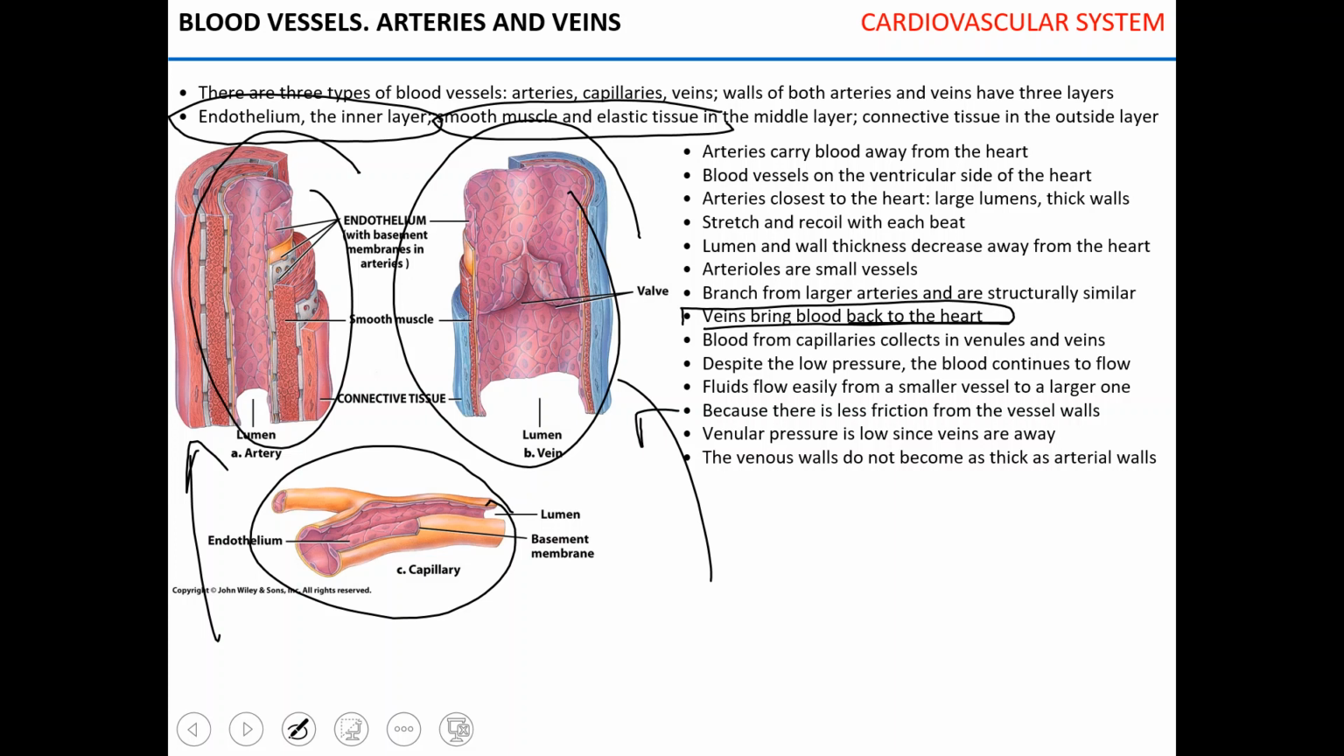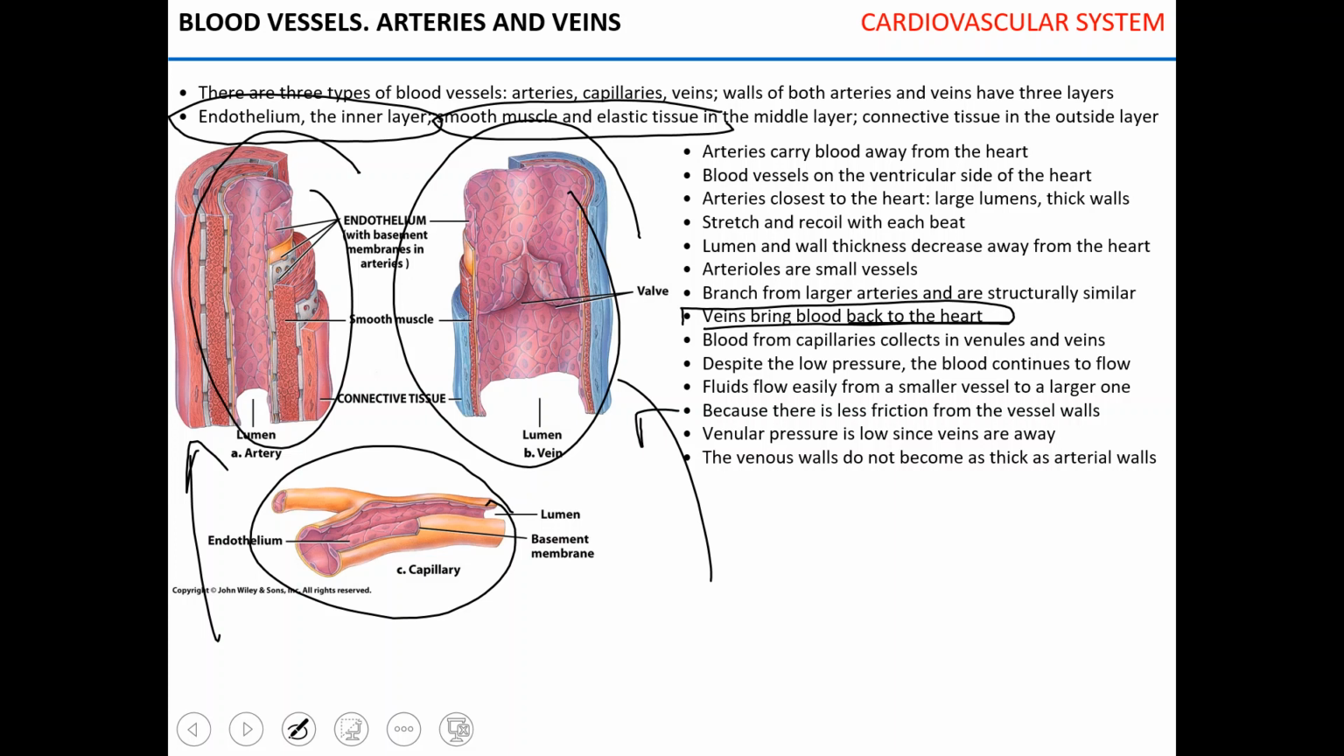Arteries have thicker walls than veins. The closer to the heart the arteries are, the bigger they are. They're pretty large. They have thick walls. With each heartbeat, they stretch and they recoil. And if you move away through your arterial tree, away from the heart to smaller arteries, they're going to become narrower, smaller. The wall will become not as thick, but they will be able to effectively dilate and constrict.